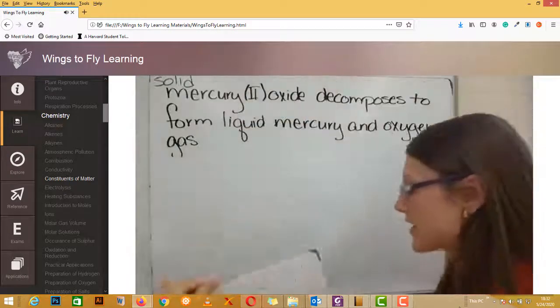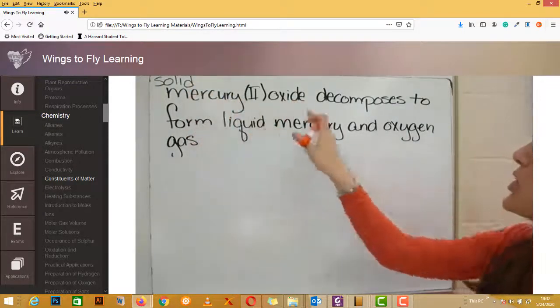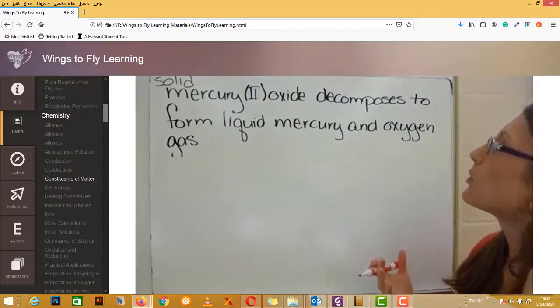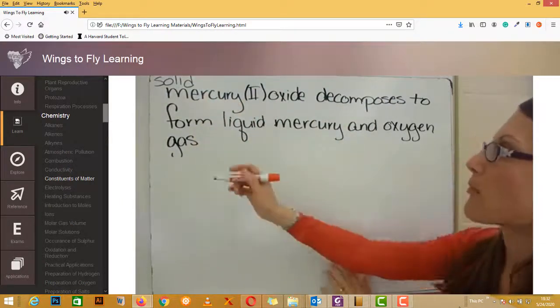If I take a look at another example, this one we're going to start from a word equation. I have solid mercury(II) oxide decomposing to form liquid mercury and oxygen gas. Okay, we have to start by writing our proper formulas.